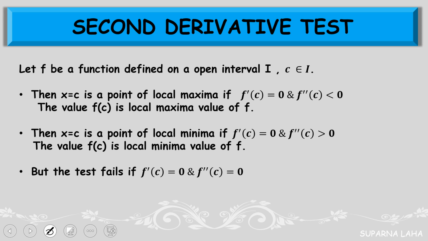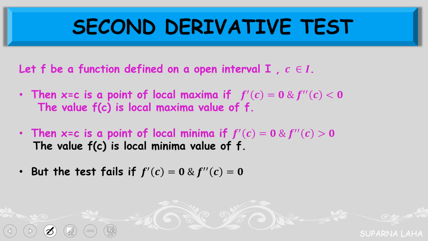This is the second derivative test. So what is the second derivative test? The function is defined on an open interval and c is a point on this interval. Then x equals c is called the point of local maxima if f dash c is 0 and f double dash c is less than 0. That is, the first derivative at that point is 0 and the second derivative at that point is negative. Then the value f of c is called the local maxima value for f.